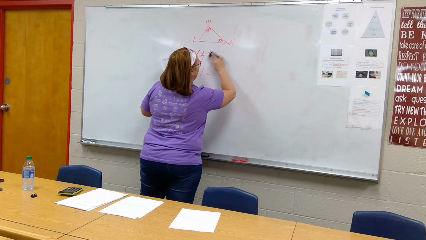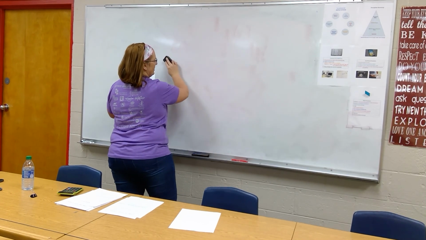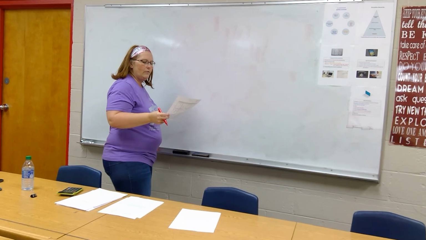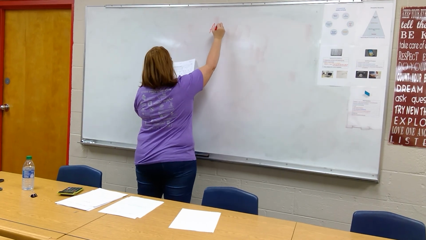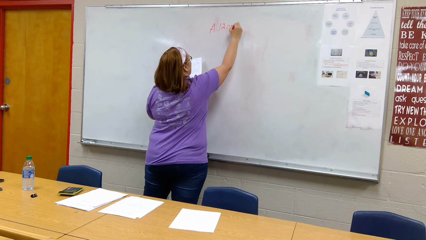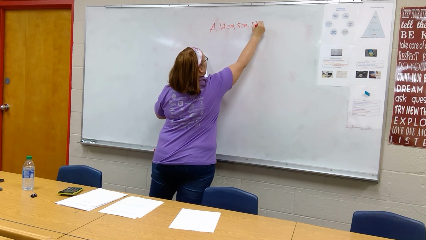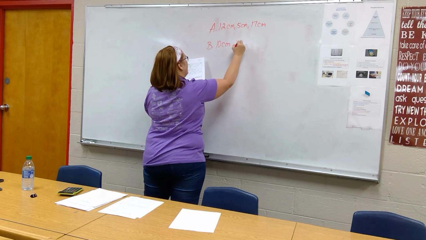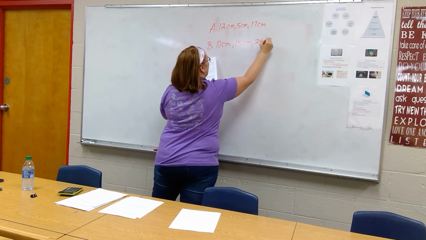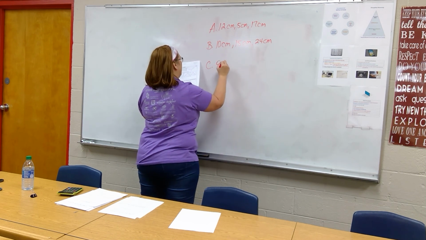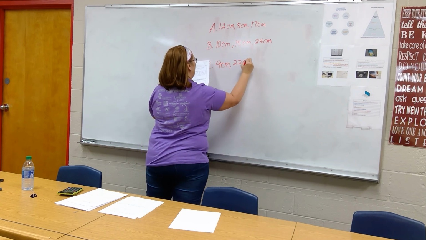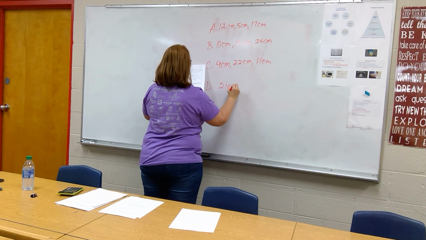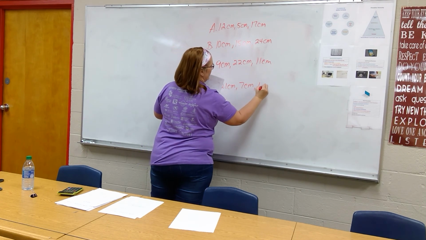15, we've not had anything like this. I don't know why it's on the study guide or why it's on the test, but we're going to talk about it anyway. It says, which 3 lengths could be the lengths of the sides of a triangle? So they give you A is 12 centimeters, 5 centimeters, 17. B is 10 centimeters, 15 centimeters, 24. C is 9 centimeters, 22, 11. D is 21 centimeters, 7, and 6.